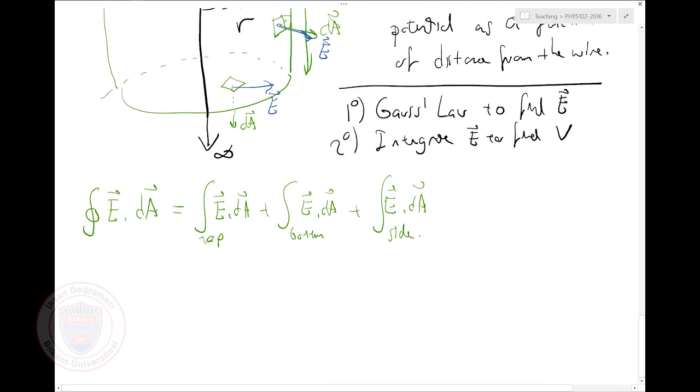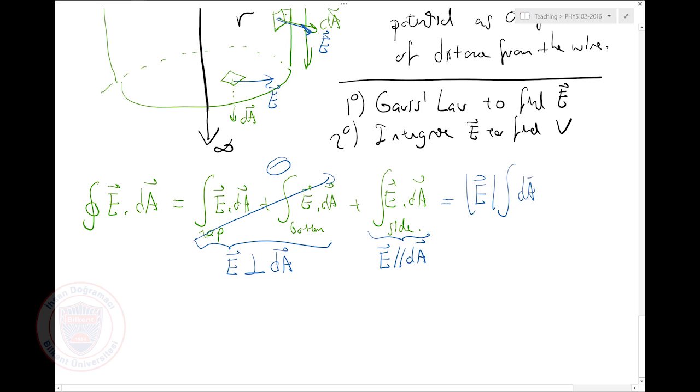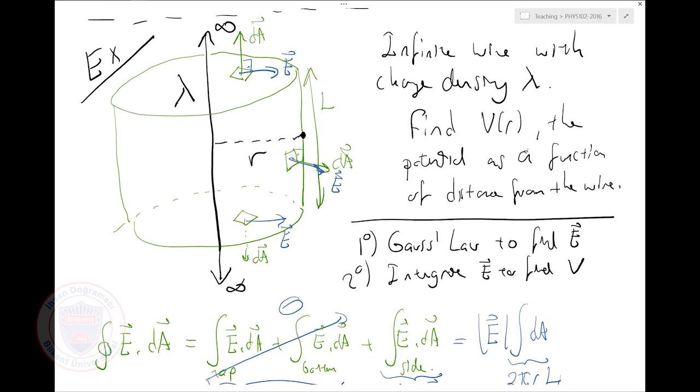So on the top and bottom surfaces, E is perpendicular to dA. So E dot dA is 0. There is no contribution from these surfaces. On the side surface, though, E is parallel to dA. So this is going to be E magnitude times dA. Now dA magnitude is going to be the side area of my Gauss surface, which is 2 pi r times L. That's good. We have calculated the left-hand side of Gauss's law. How about the right-hand side?